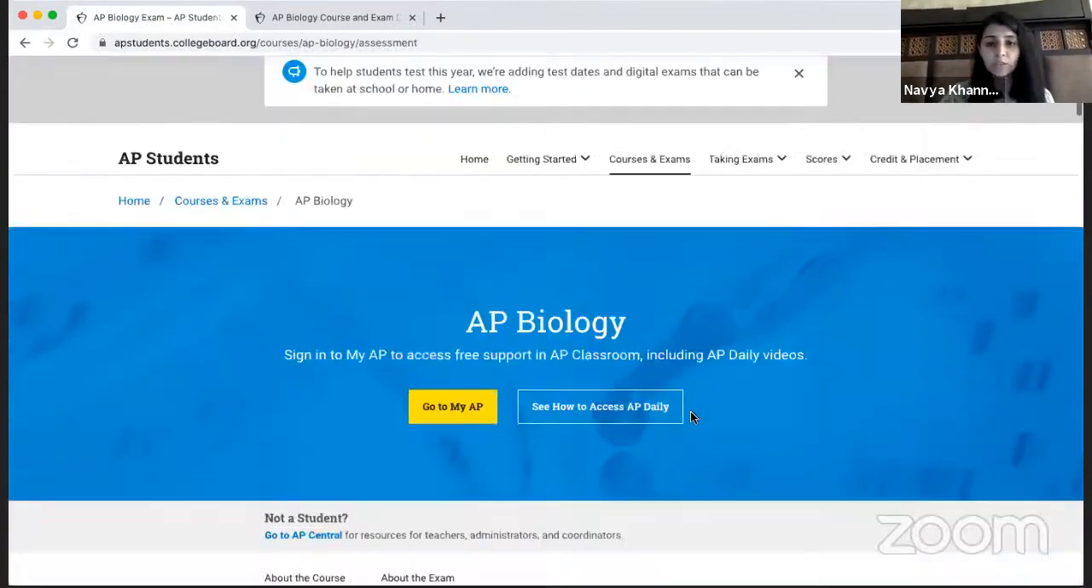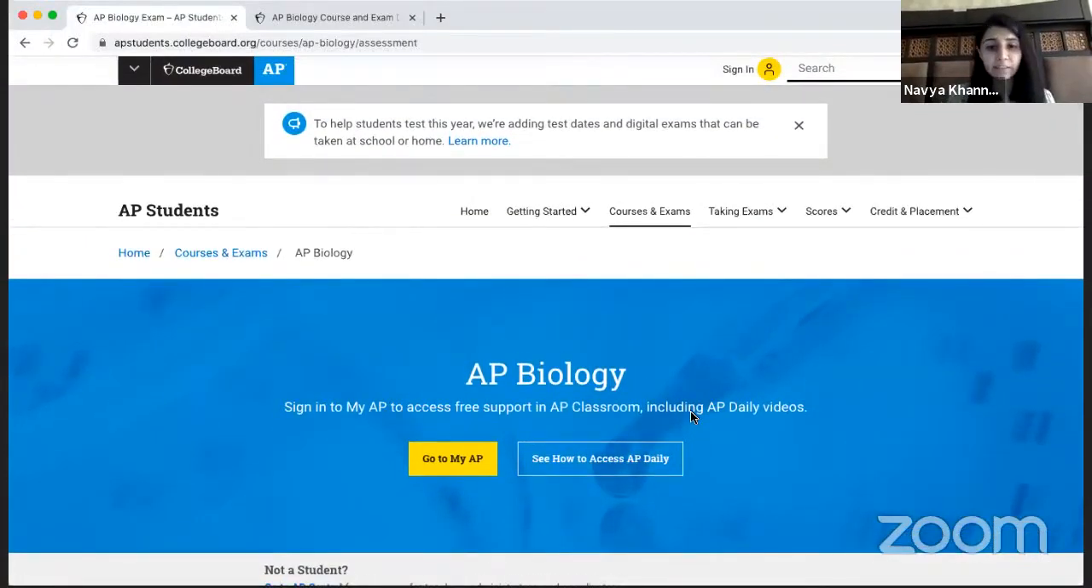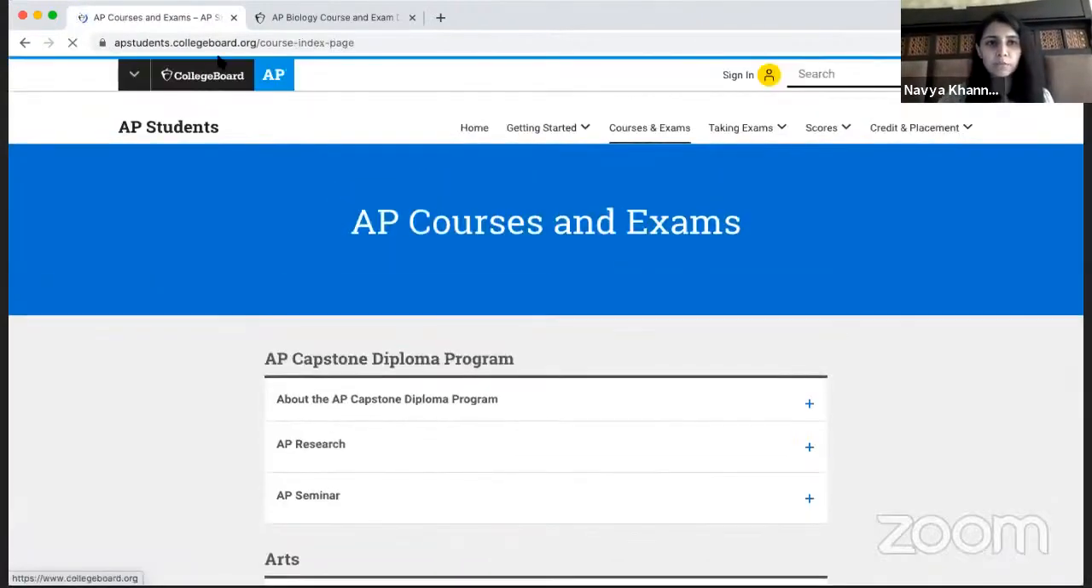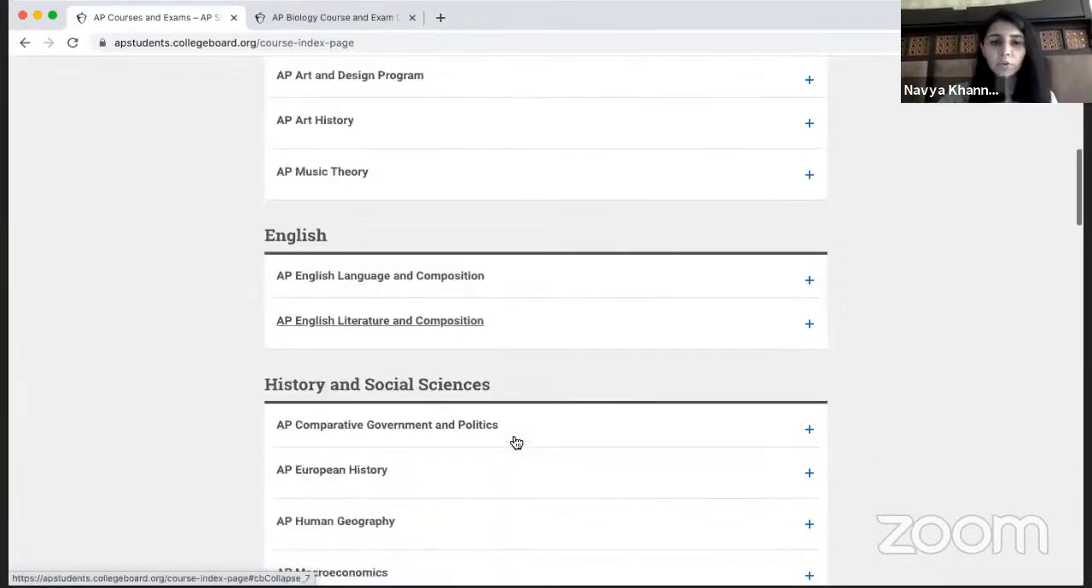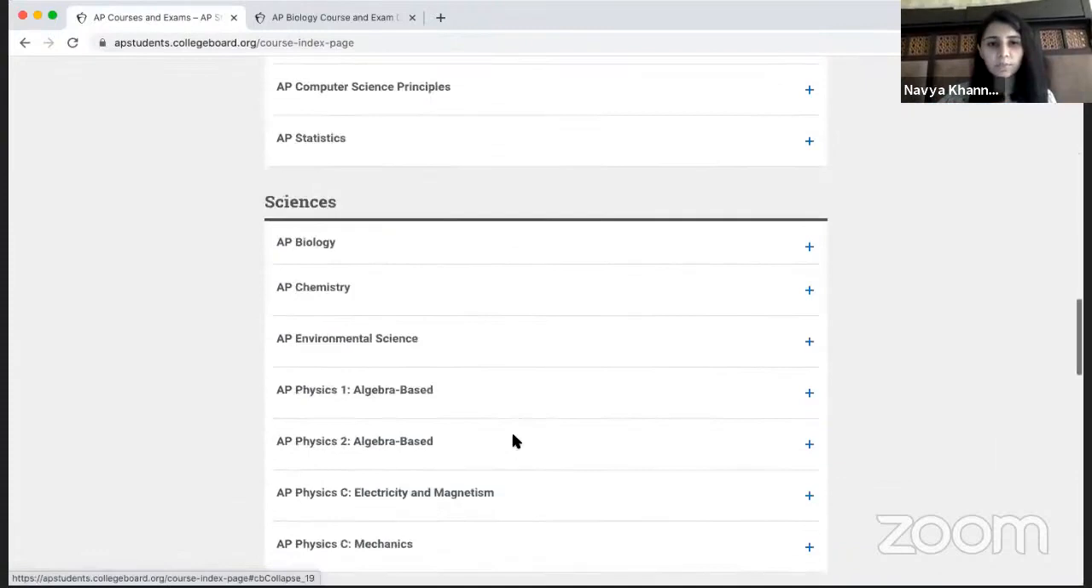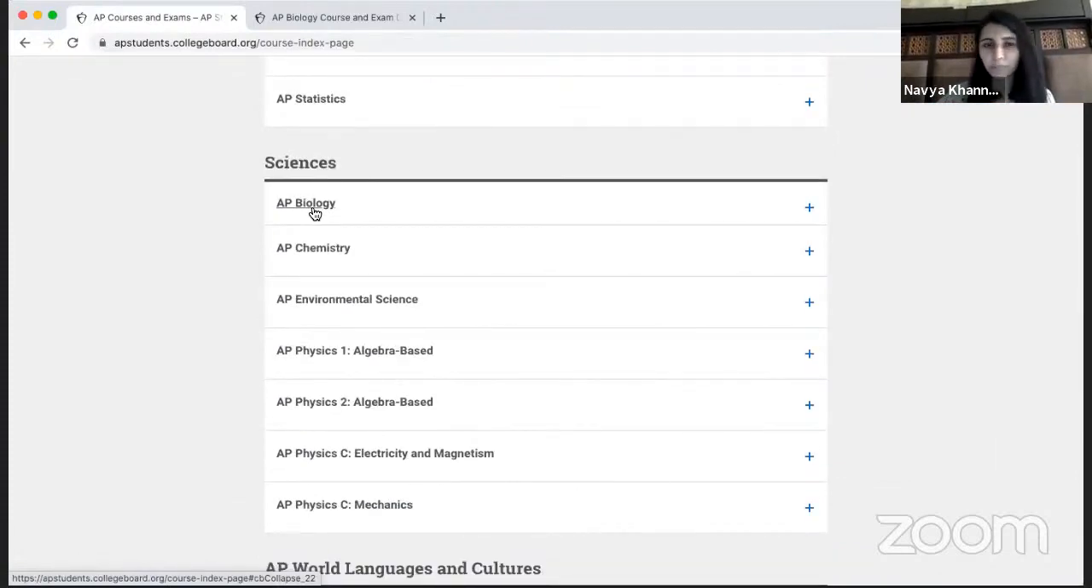Yes, so this should be your Bible. Definitely anything that you need to ask, any question that you have will be resolved from this website, right? Everything is given in detail, and I'll show you how to kind of navigate through it. So what you can do is just go to the AP Student College Board website. They've given you the AP courses and exams. You're going to go into the science section. So sciences, under that biology, right?